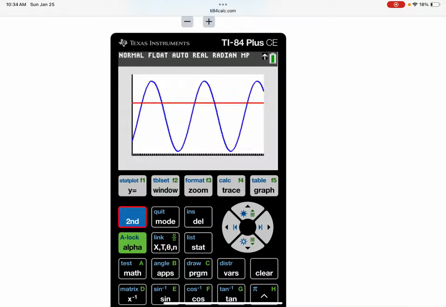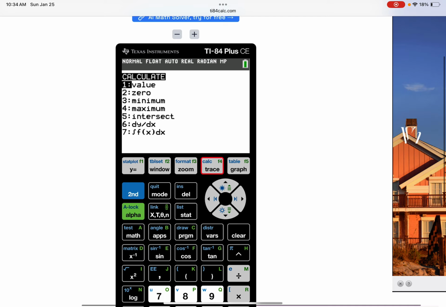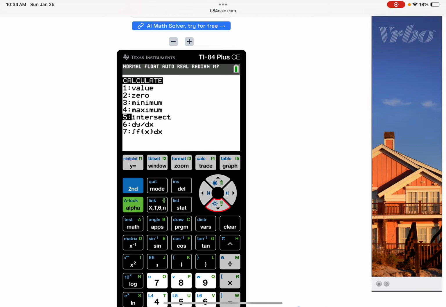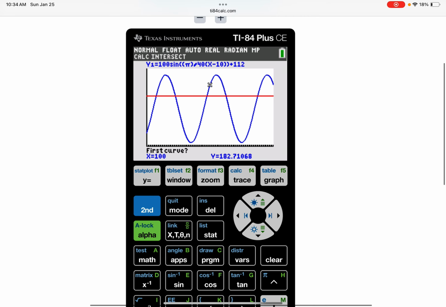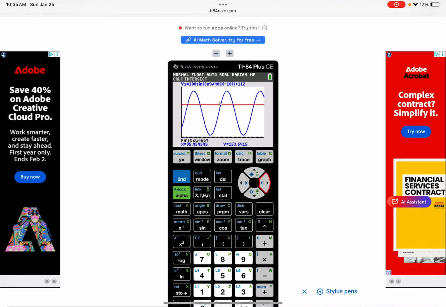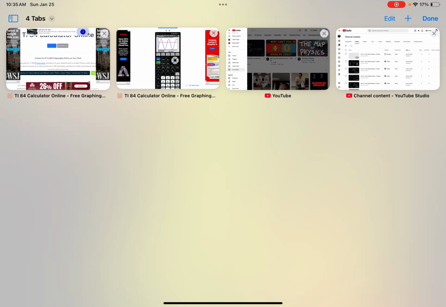So we can use the intersection function. So second trace, and then we'll do number 5. And then first curve, I just want to get close to the third time that we intersect. So I guess let me use this again. So you're riding the Ferris wheel, you're going up. Now you hit the top. Now you're coming back down. You pass 150 again, and you want to ride the Ferris wheel again. So you're going back up, and then this is your third time. So we'll hit enter, enter, enter.